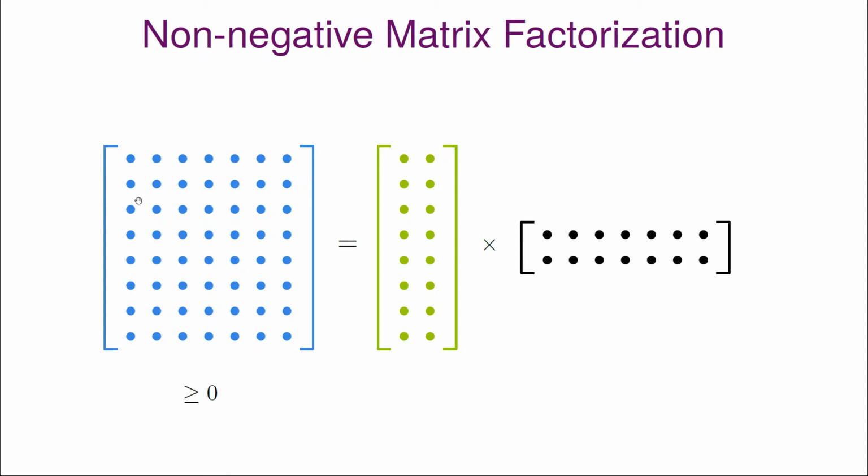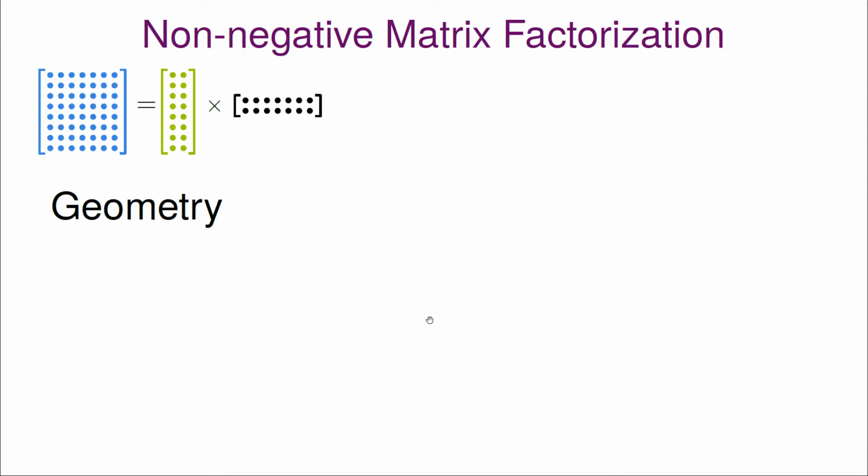And if all the entries of the blue matrix are non-negative, then we could ask, what about the other entries? We want to have them also non-negative. And that is then in turn called non-negative matrix factorization. Okay, let's look at the geometry of that.